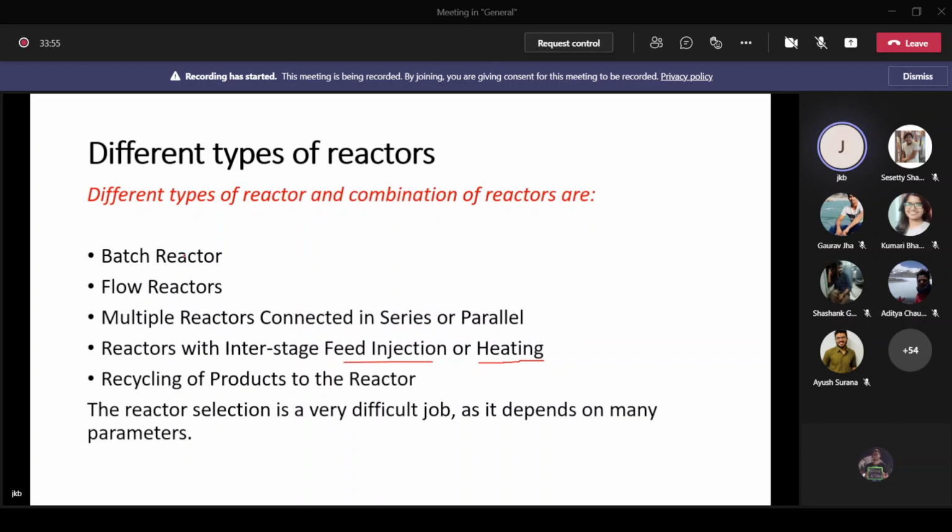Now the question is which type of reactor will be used for your design. That is, the selection of the type of reactors will be discussed here.